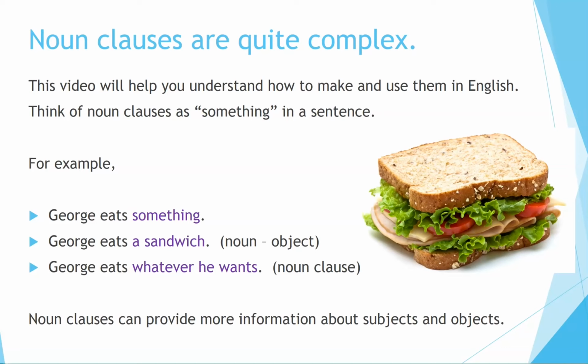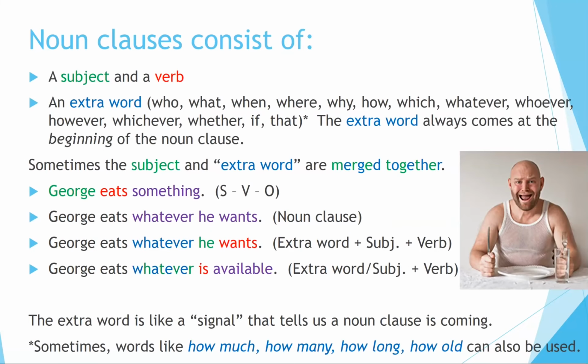George eats whatever he wants. Whatever he wants is a group of words called a noun clause, which tells what George eats. Noun clauses can provide more information about subjects and objects in sentences. Noun clauses consist of a subject and a verb and an extra word.